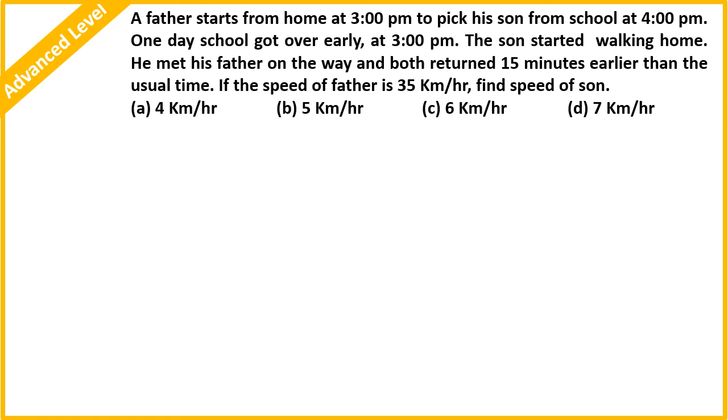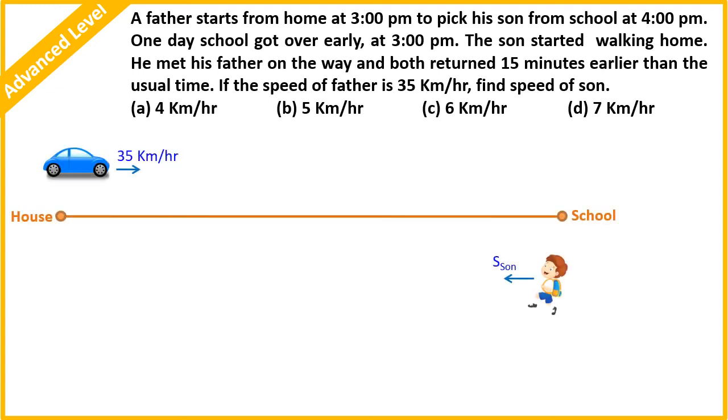Now here, the father starts from home at 3 p.m. to pick his son at 4 p.m. That means the father's travel time from house to school is 1 hour. Speed of father is 35 km per hour. But on that day, he met his son somewhere on the way because school got over at 3 p.m. So father has traveled 52.5 minutes and further 7.5 minutes he has not traveled because it is clearly mentioned in the problem that they returned 15 minutes earlier.